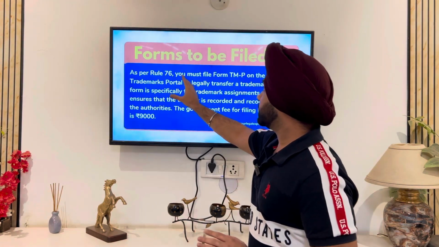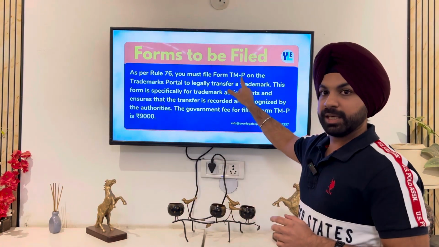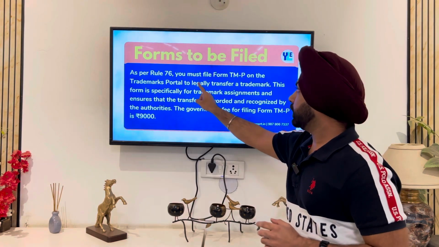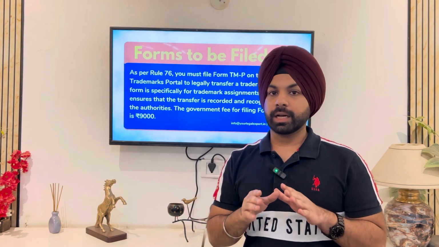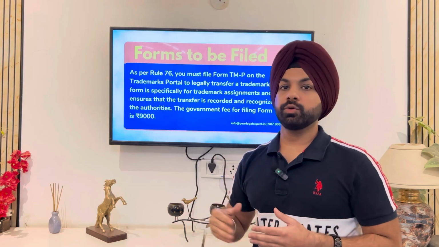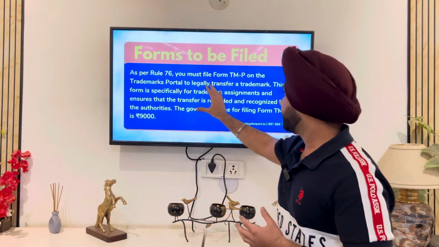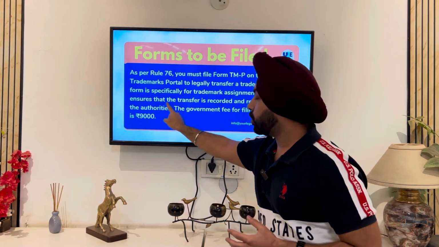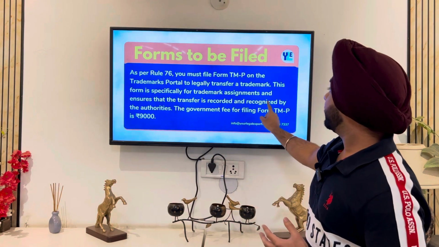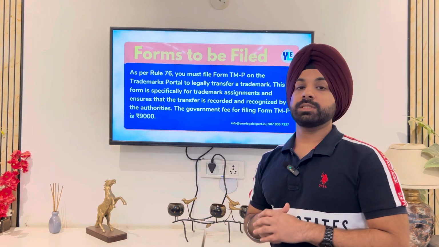As per Rule 76 of the Trademarks Rules 2017, you must file Form TMP on the trademarks portal to legally transfer a trademark. Like I discussed in the beginning, a mere deed of transfer does not mean you are transferring your trademark. You have to process through Form TMP, and that is a legal process in India. This form is specifically for trademark assignment and ensures that the trademark is recorded and recognized by the authority. The government fee for this TMP form is 9,000 rupees.